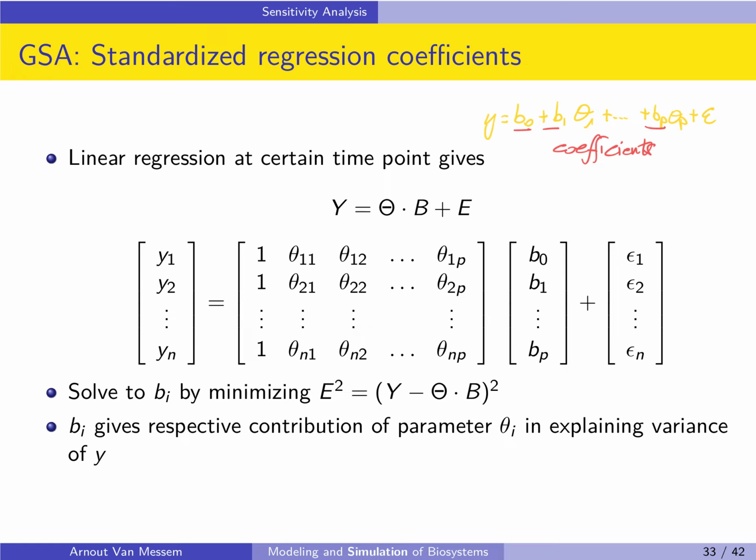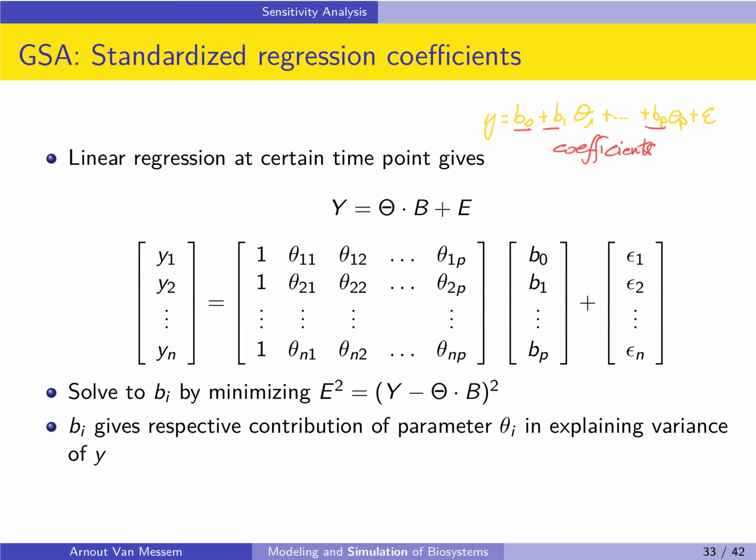We now have this equation n times because we have n simulations, so we have n outcomes y1 up to yn. We have n sets of parameter values, so there are n values for θ1, n values for θ2, and n values for θp. And so we can put this into a matrix notation as seen on the slide. So we get y, an n-dimensional vector, equal to a matrix of parameter values, θ, times the vector with the coefficients b0 up to bp, plus a vector of error terms.